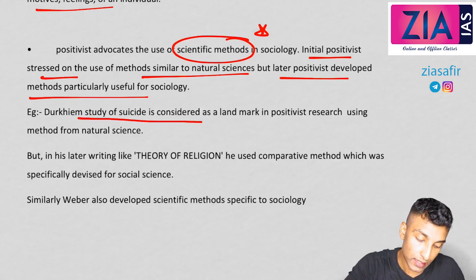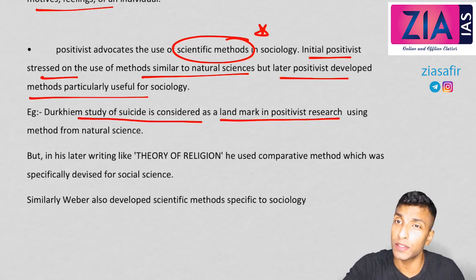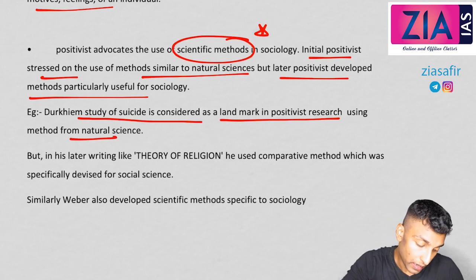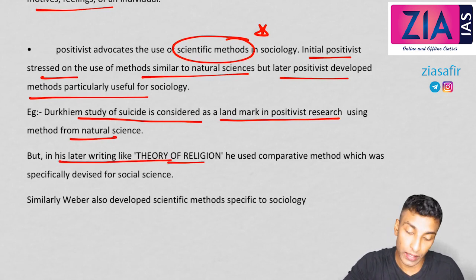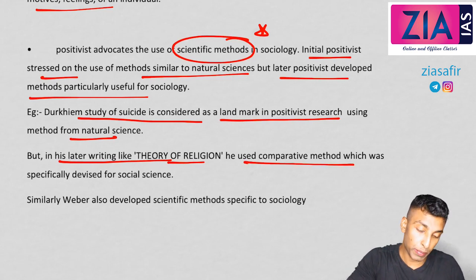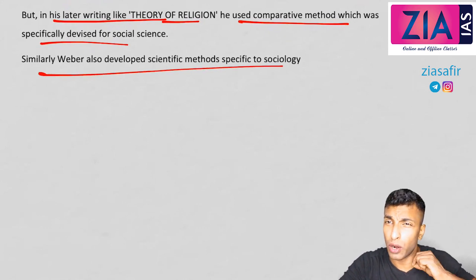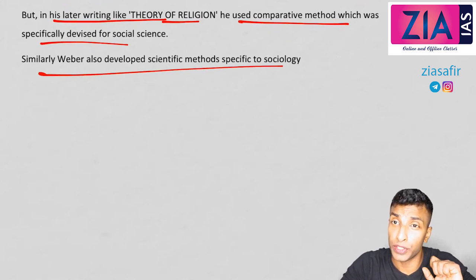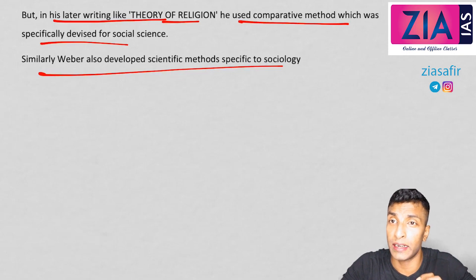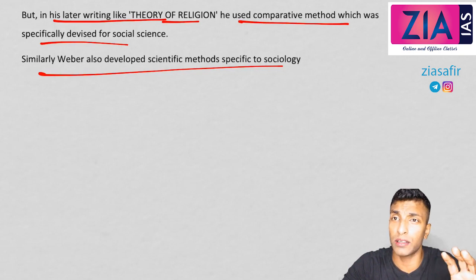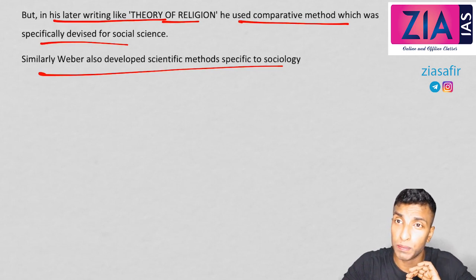Durkheim's study of suicide is considered a landmark positivist research using methods from natural science, statistical techniques. But in his later writings like the Theory of Religion, he used a comparative method which was specifically devised for sociology. Similarly, Weber also developed scientific methods. You will see a lot of methods developed by Weber: causal pluralism, causal probabilism, ideal types, Verstehen. All these methods will be discussed in detail in the coming sessions when we discuss Weber and Durkheim. All thinkers will be covered in detail, so you won't face any problem there. These are in fact specific short answer questions also, so we will do all of these in detail.